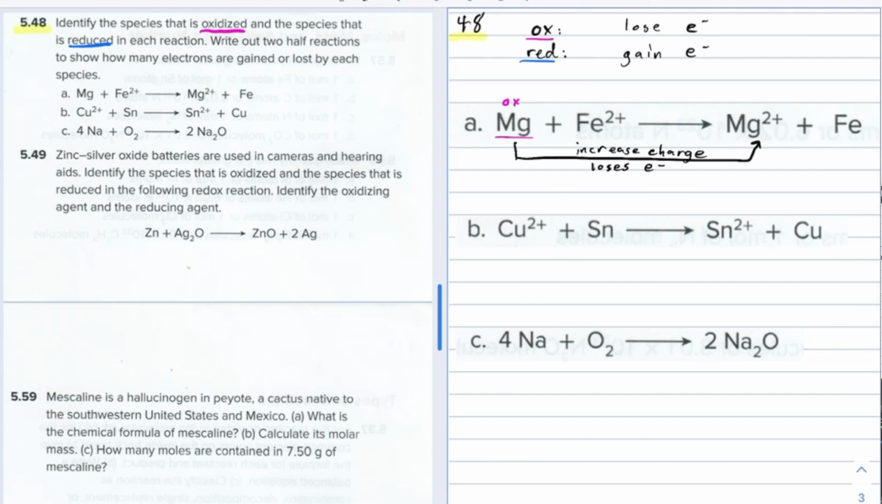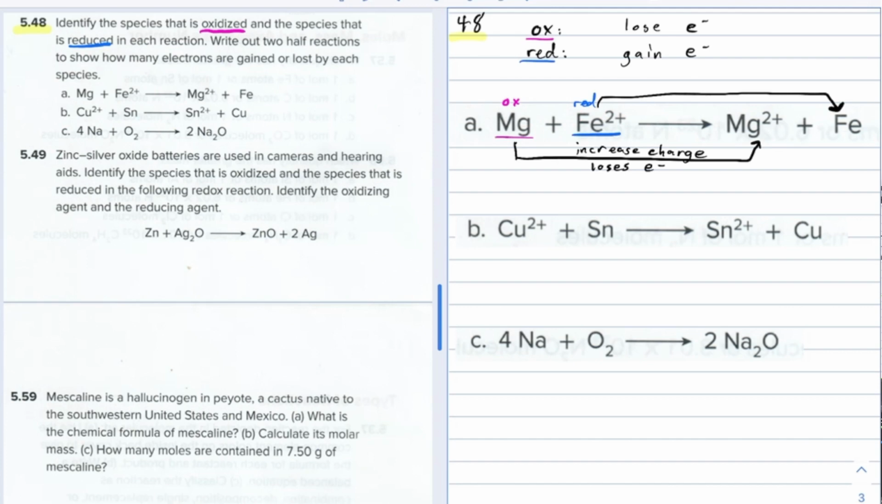And when something loses electrons, those electrons have to go somewhere, so somebody else is reduced. If you look at the iron, it starts off as +2, but now it goes down to 0. So the charge is decreasing here, so it must be gaining electrons, and that's the reduction. So this particle is reduced. That one is oxidized, and this one is reduced.